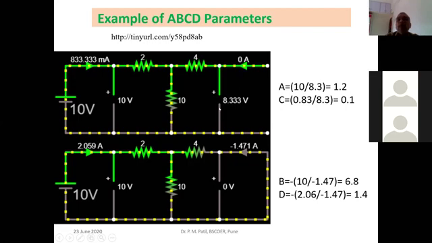So these voltmeter and ammeter readings you have to note down and take ratios of these to get the values of A, B, C, D parameters, and the values which I have got from this simulation results, they are matching with that of the analytical one.